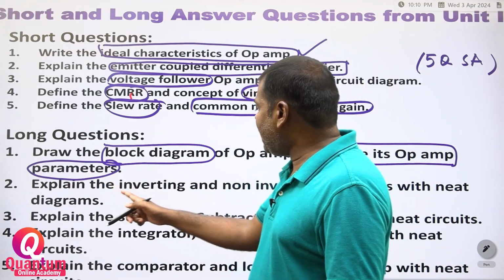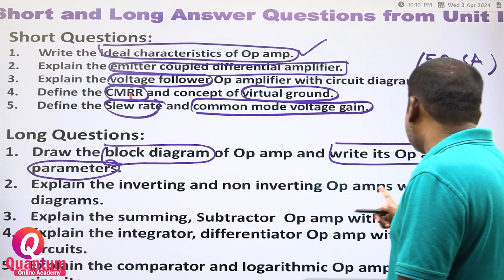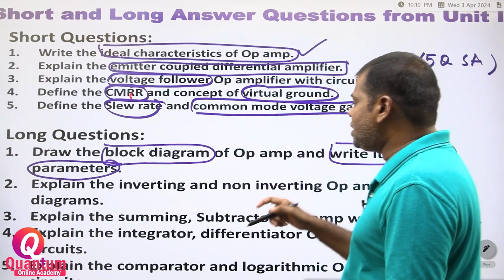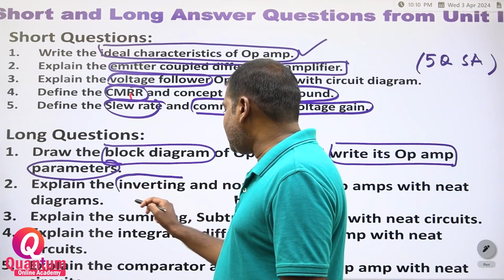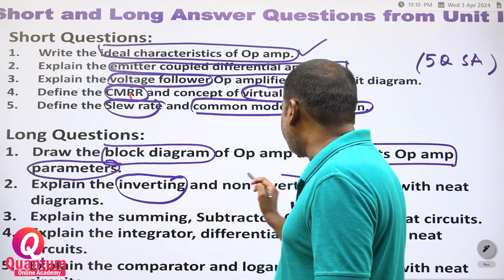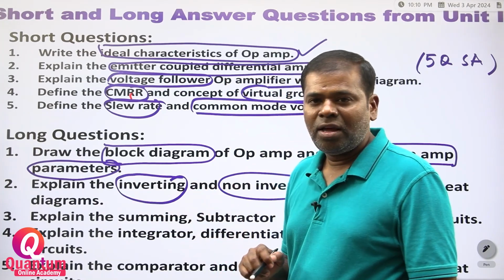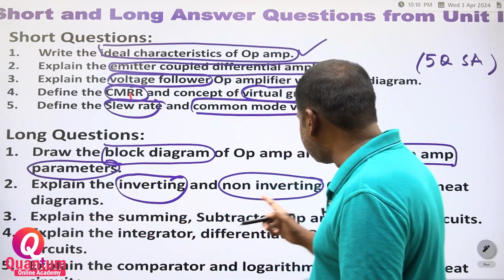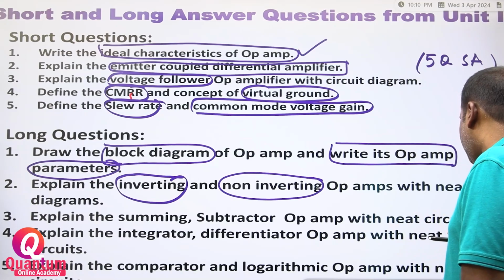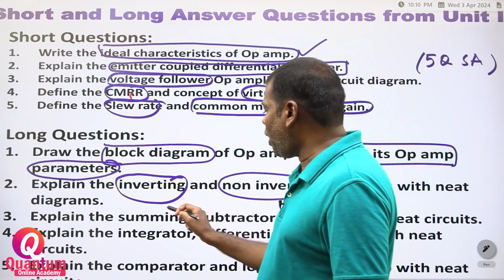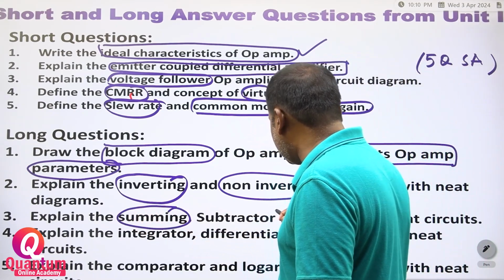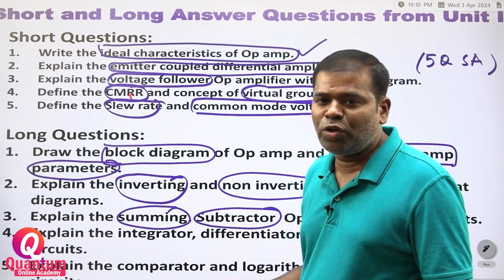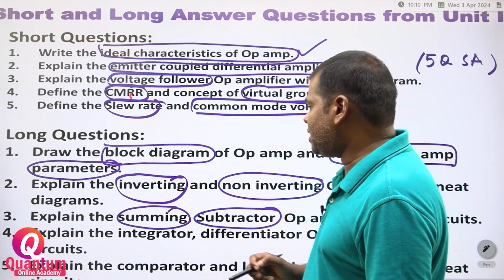Next, explain the inverting and non-inverting operational amplifier with a neat diagram. You have to write it with a neat diagram. Explain the summing and subtraction of operational amplifier with a neat diagram. If you read the summing, you will automatically be able to write the subtractor amplifier also. So that one is the third one.